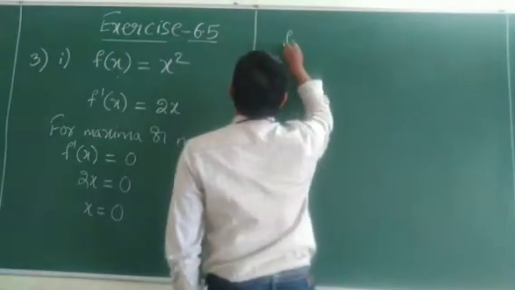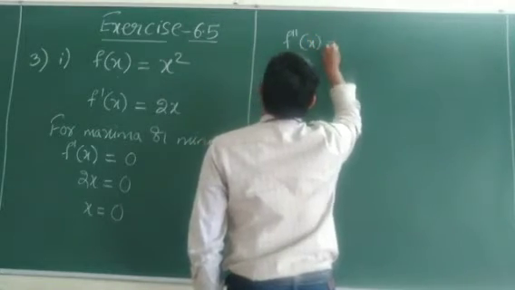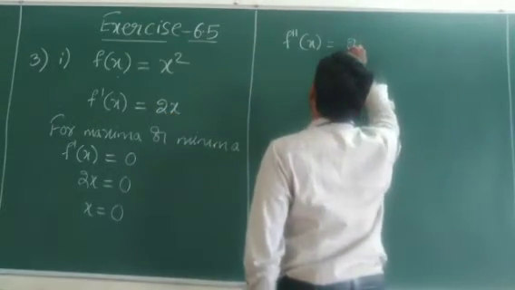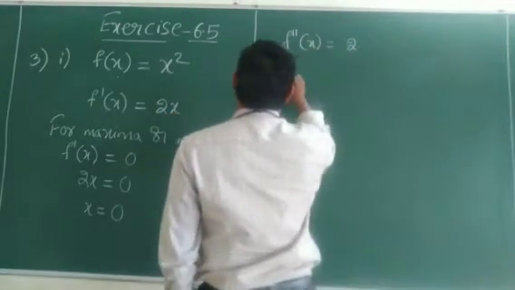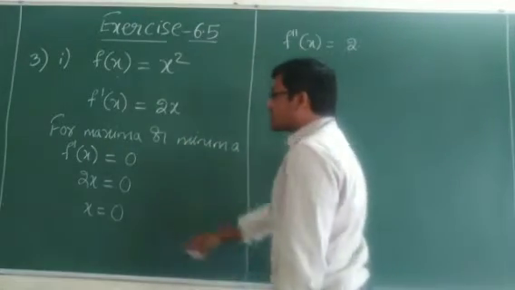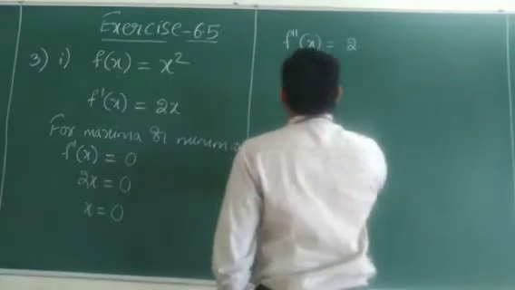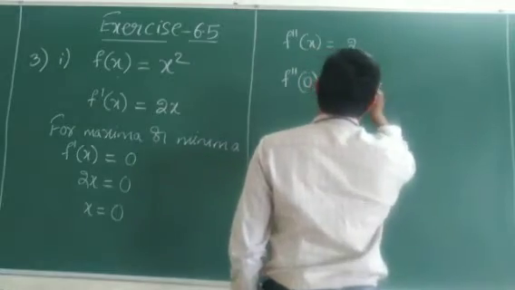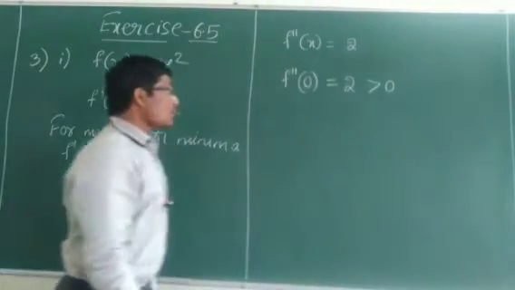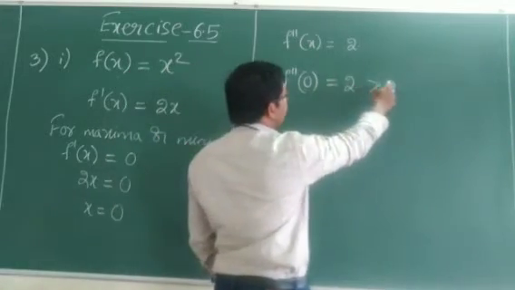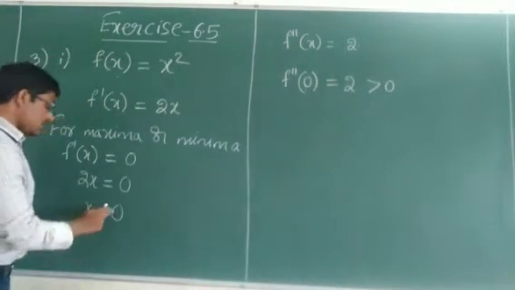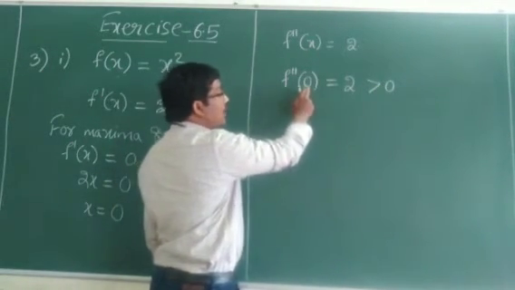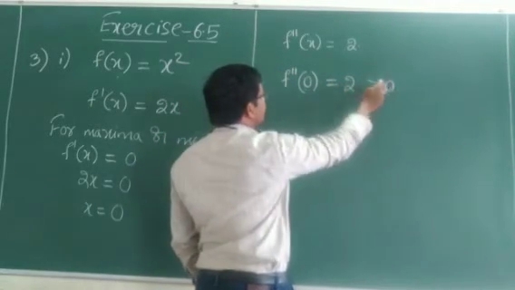Now we find the second derivative, that is the derivative of 2x again. The derivative of 2x is 2. Now we find the second derivative at the critical point: f double dash of 0 is equal to 2, which is greater than 0. When the second derivative is greater than 0 at 0, the double derivative is greater than 0.